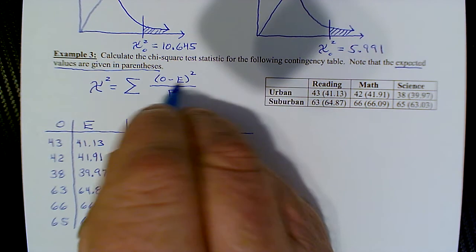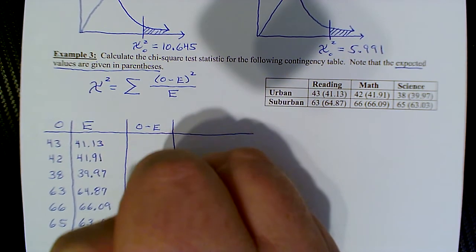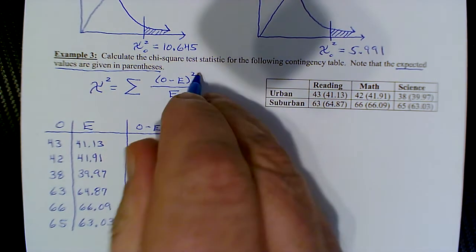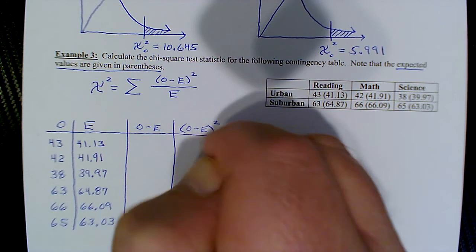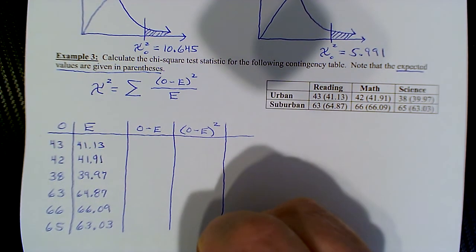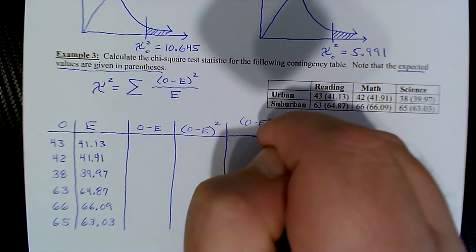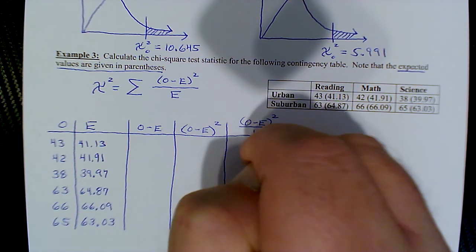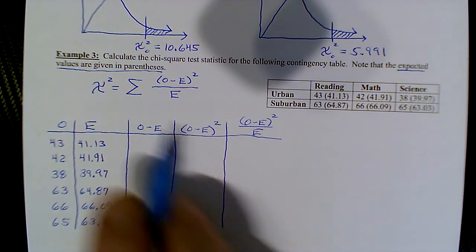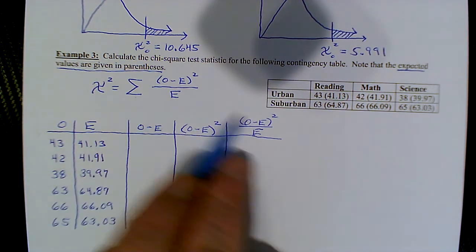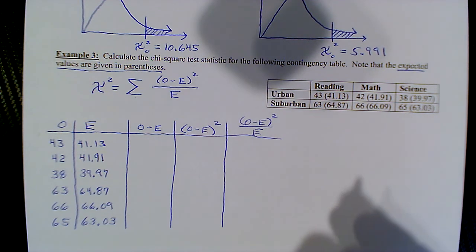The first thing we're going to do is take the difference between the O minus the E's, so that'll be one column. Then we'll square them, so whatever that result is, we'll square it. And then finally we'll take that result, O minus E quantity squared, and divide by E. When we sum this final column, that's the sum of the O minus the E squared over the E, and that'll be our chi-square test statistic.